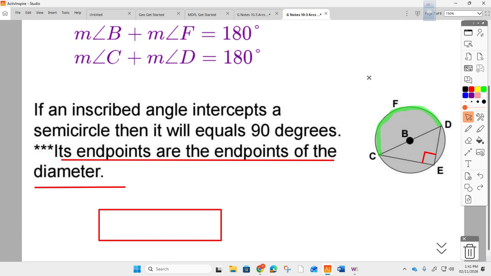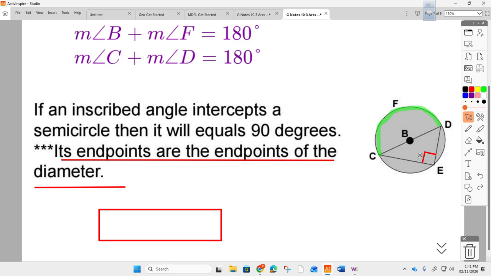So this is an inscribed angle. I feel like this rule is a little bit redundant because we already know that this angle is going to be half of the arc that intercepts it, right? If the arc that intercepts it is 180, then this has to be 90. But that's all this says.